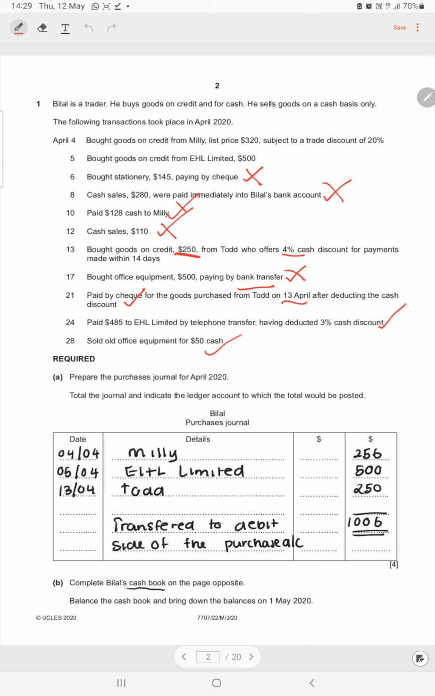So that is done. Then we have a payment to EHL by telephone transfer. Telephone transfer also means a bank transfer, having deducted 3% cash discount. So EHL is the next supplier. We have paid $485, having deducted a 3% cash discount. So now here we have to double check and see what my understanding would be: have we paid $485 after deducting the discount or before deducting the discount? So based on what I see, $485 was paid after obtaining the discount. So let us double check it.